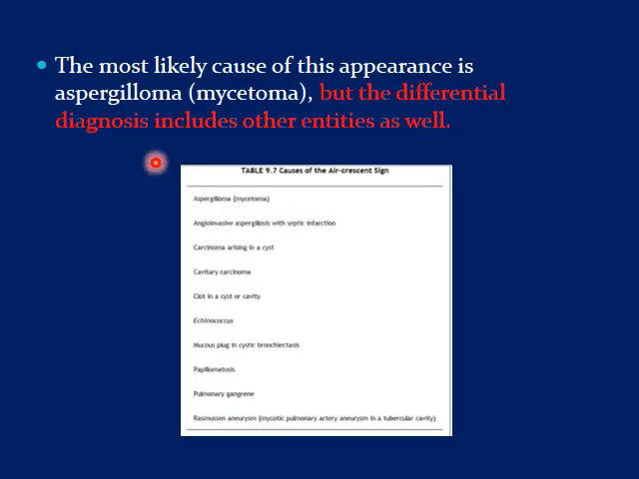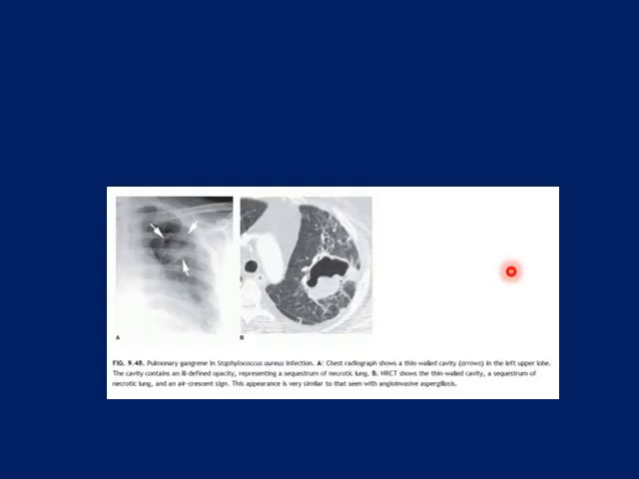The most likely cause of air crescent sign is, of course, mycetoma, but the differential diagnosis may include other entities, as you see: carcinoma inside a cyst, cavitary carcinoma, clot in a blood cyst or a cavity, mucus plug, papillomatosis, and so on. But common things are common. If you see crescent sign, the first thing to think of is mycetoma. Sometimes this is a rare case. Pulmonary gangrene can give the same appearance, crescent sign, and the gangrenous portion will not move.